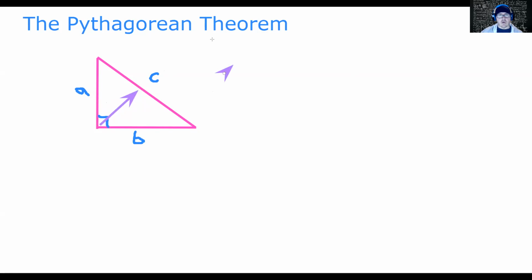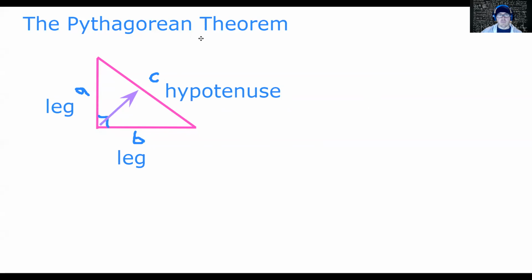C is always across from the right angle. That makes it the hypotenuse, whereas these two sides are just legs. Nothing special. So side C is the hypotenuse. It's always the largest side, and it's always across the right angle. And the other two are just legs.